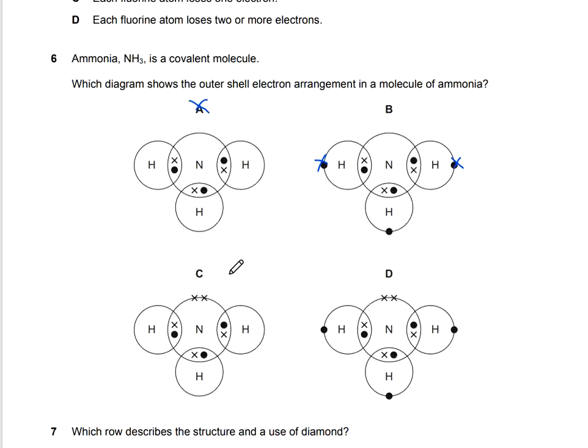For letter C, let's see. We have 1, 2, 3, 4, 5, 6, 7, 8. Okay, let's see letter D. Again, there's an extra electron found in the hydrogen. So this is not the correct answer. The correct answer for this is letter C.